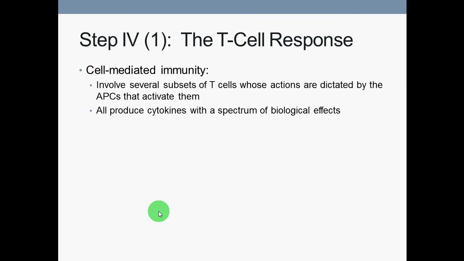All of them produce cytokines. Those are chemical mediators we talked about with innate immunity. And they have a large spectrum of biological effects.